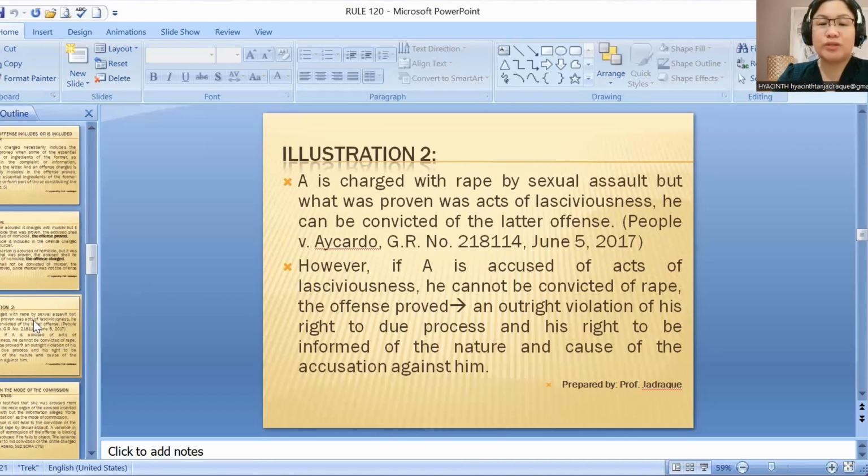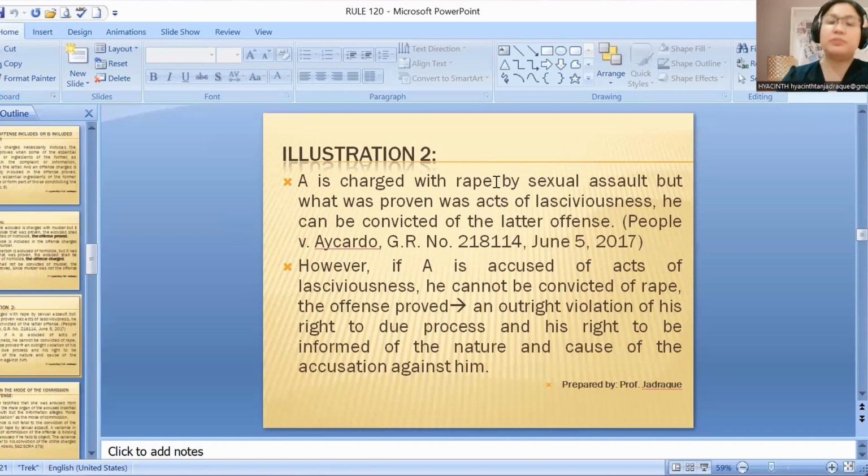Another illustration. A is charged with rape by sexual assault, but what was proven was acts of lasciviousness. He can be convicted of the latter. So, he can only be convicted of acts of lasciviousness. Now, do the two have the same elements? The answer is yes, because it could be that the rape by sexual assault was committed by inserting the finger into the genital of the private complainant.